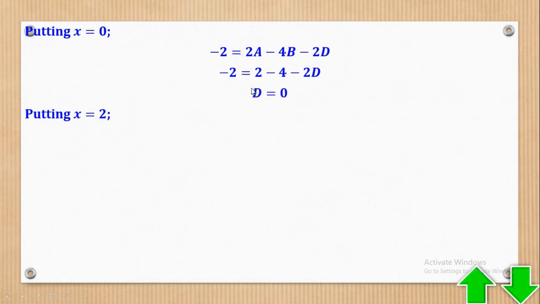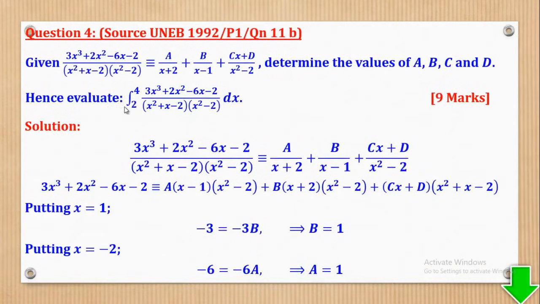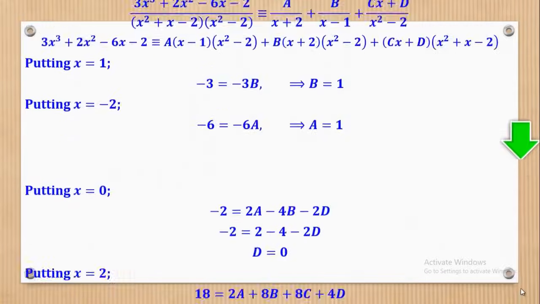And when I put x equal to 2, I'll get that equation having a, b, c, and d. The good thing, I know a, b, and d, therefore I can simplify to get the value of c. Therefore those are the values of a, b, c, and d. But they told us to hence evaluate this. So we shall come here and do our integral.